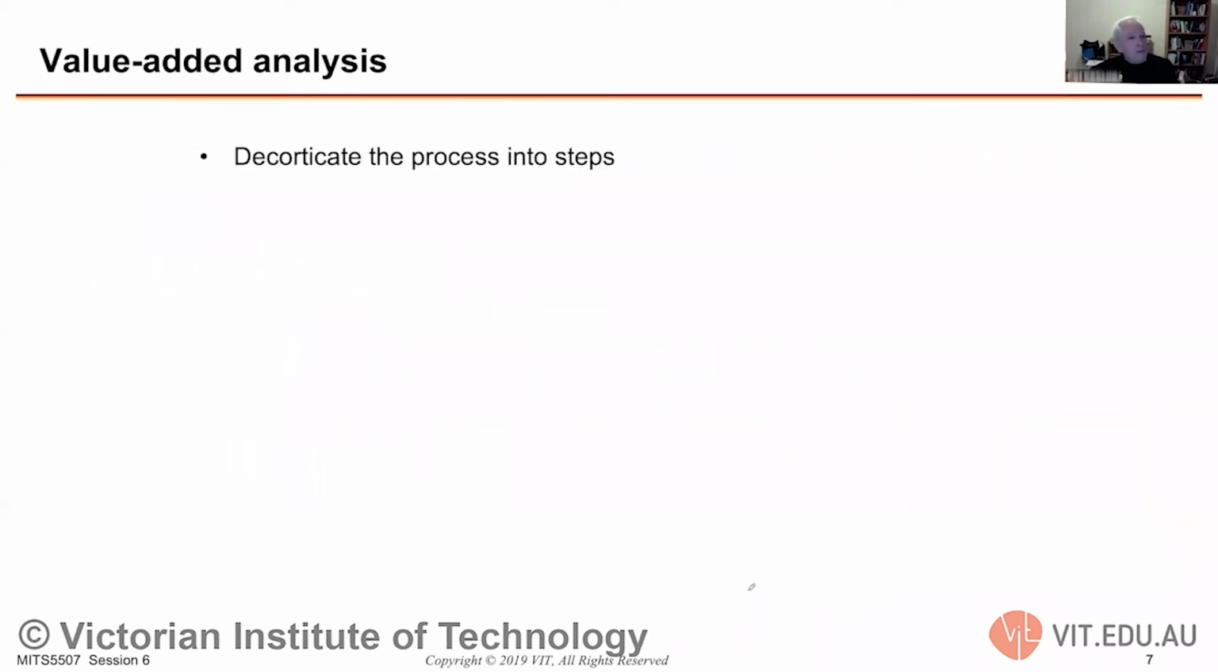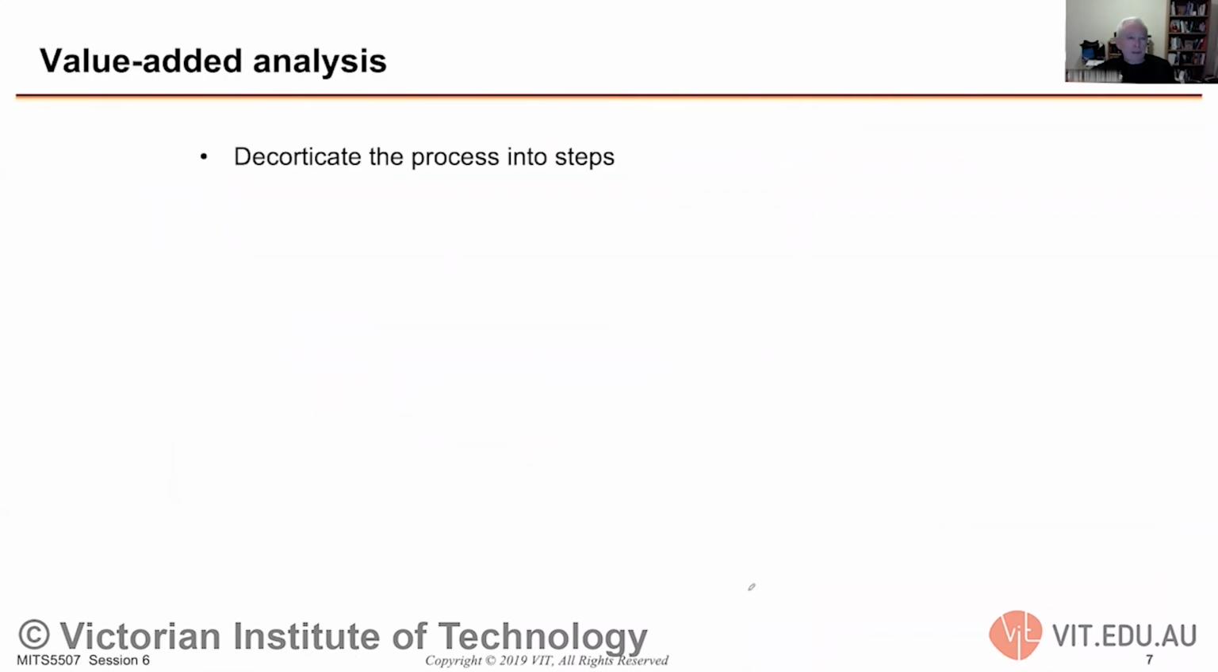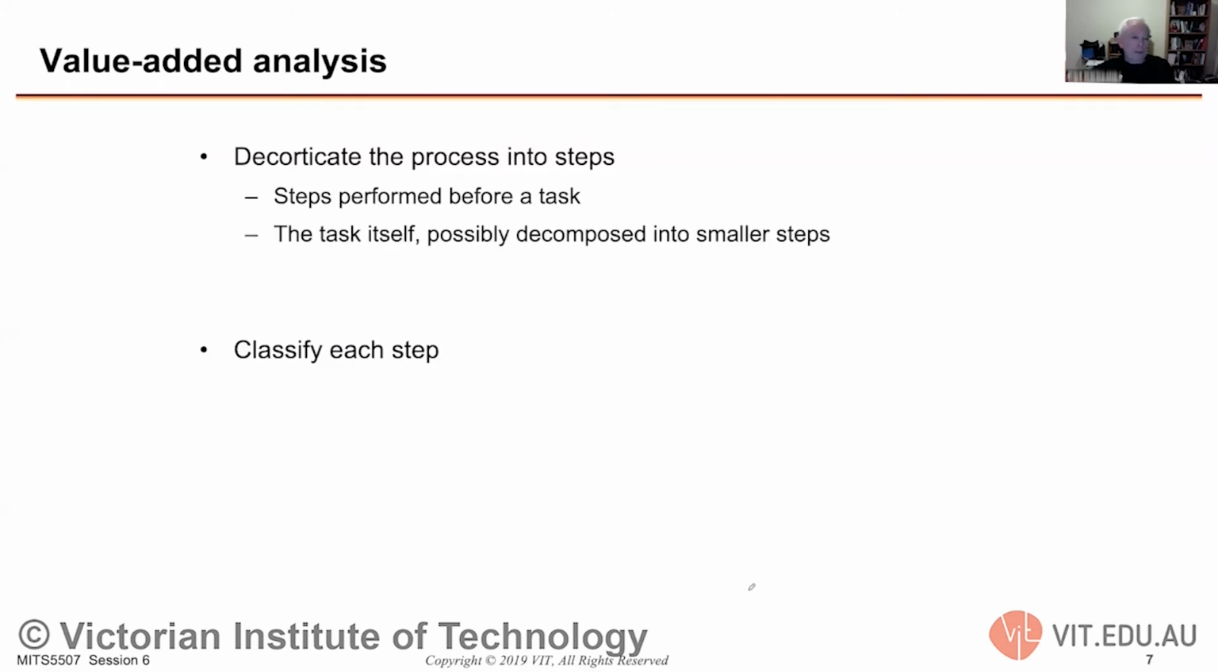So what we need to do is decompose the process into various stages. Given this example process, check an invoice, we decompose it into three stages. We want to classify the steps performed before a task is undertaken, then the task itself, which possibly might be decomposed into smaller steps, and then the steps performed after a specific task in preparation for the next task.